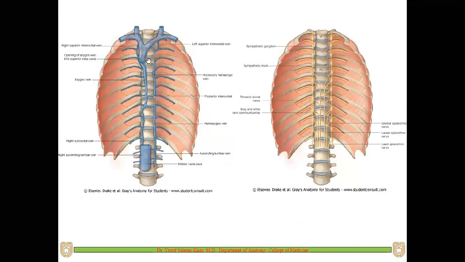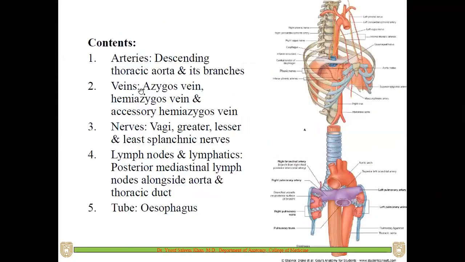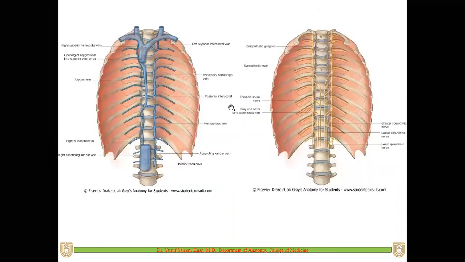Here you can see once again a picture showing the azygous vein. This is the azygous vein here. This is the hemiazygous vein here. This is the accessory hemiazygous. All these are contents of the posterior mediastinum. Here you see azygous, hemiazygous, and accessory hemiazygous. So all these are present in the posterior mediastinum.